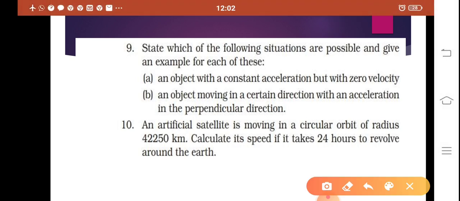So what is the answer of this question? When you throw an object upward, at the highest point of its motion, the velocity will be 0. But the acceleration due to gravity acts in downward direction. So at the highest point of its motion, when a stone is thrown upward, velocity will be 0 and acceleration is constant, that is g, equal to 9.8 meter per second square. Its direction is downward. Velocity is 0, but acceleration is not 0.